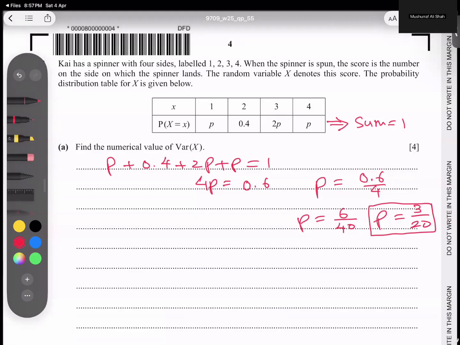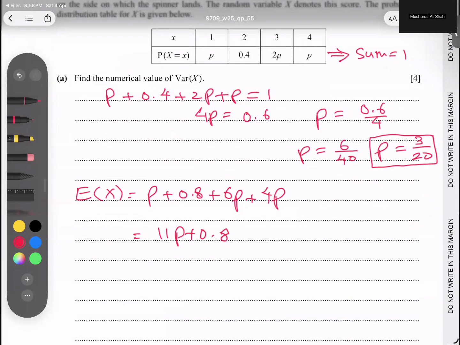Now he's asking us to find the numerical value of the variance. So what is a variance? Let's try to do it, because the mean value is also important, and he did not mention the mean. E of X is called the mean, or expected value. We have to multiply each value by its probability and add them all. So I'm writing 1 into p, and so on, giving 11p plus 0.8. Now I'm going to plug in this value here.